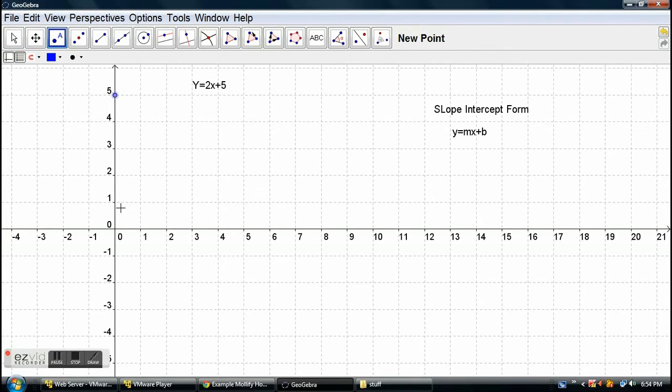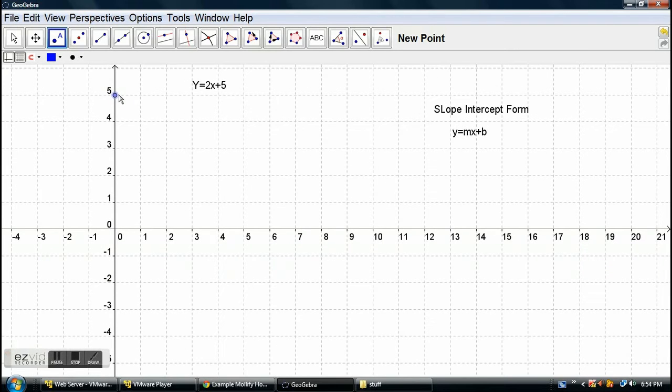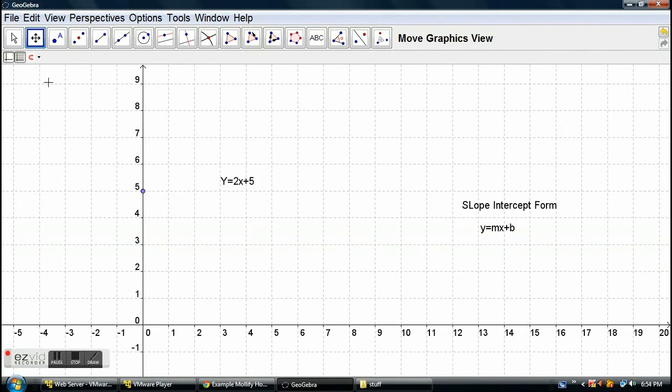And then you're going to look at your 2, which is your slope, which can also be written as 2 over 1. So you want to go up 2 over 1. You only have to do it once, but I do it a couple times just to make sure my line's straight when I'm graphing on normal paper. There's your line.